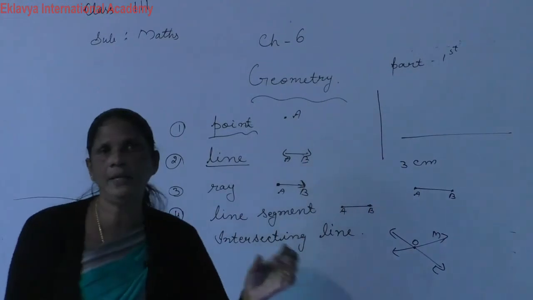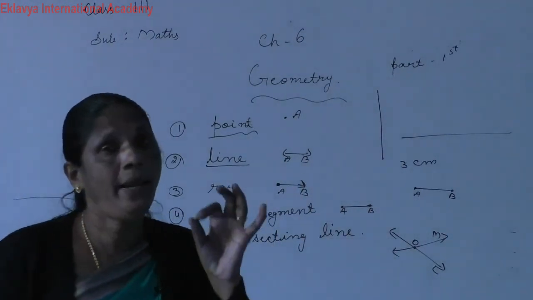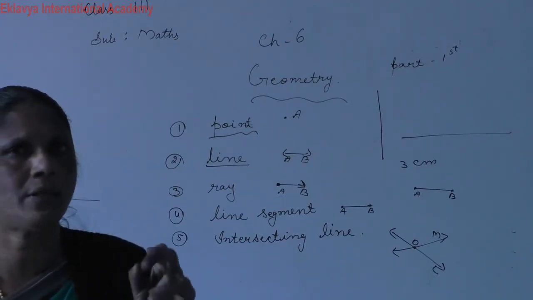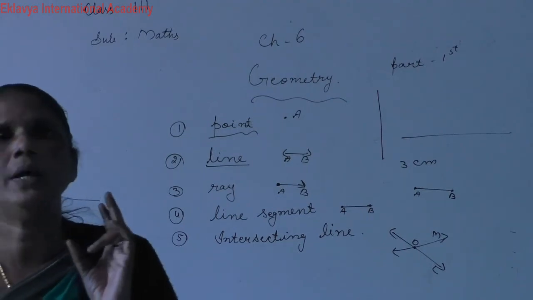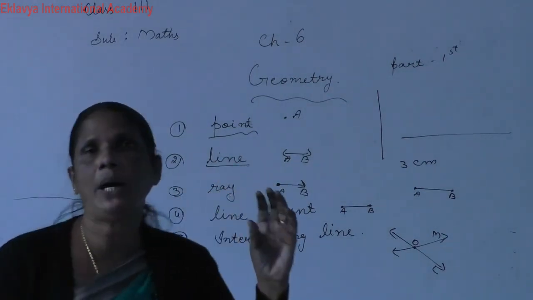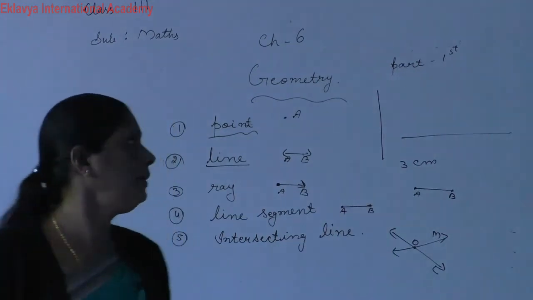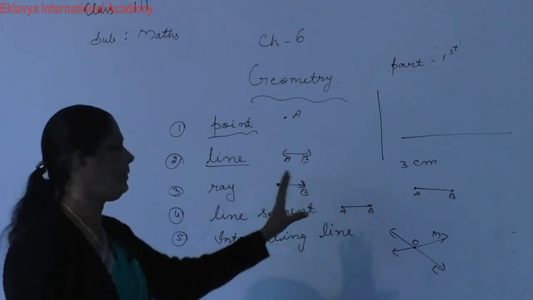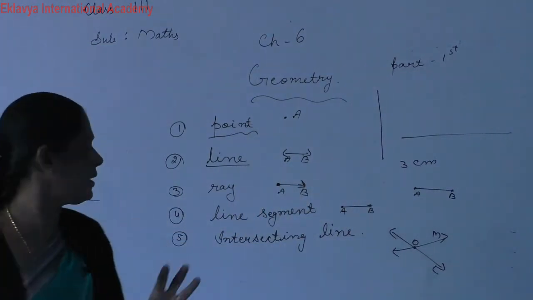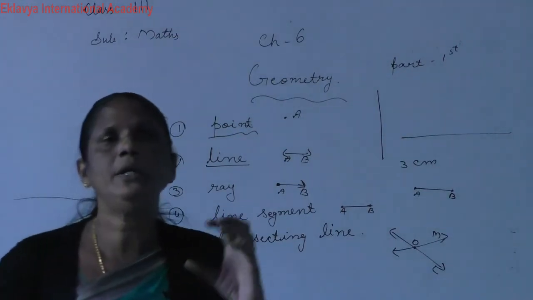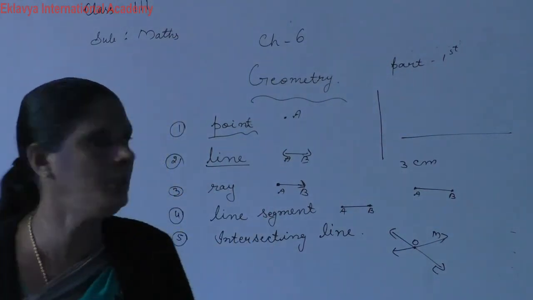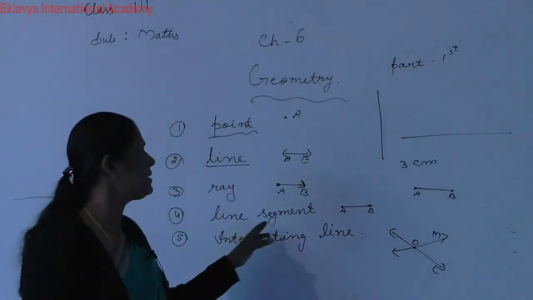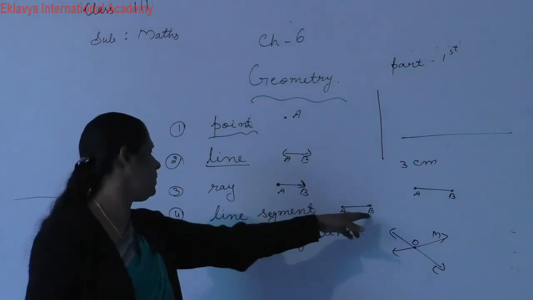Then ray. A ray has one end point, the initial point, called the starting point. A ray is a part of a line. The symbol of ray is ray AB. Then line segment. A line segment is a part of a line. It has two end points and a definite length. The symbol of line segment is line segment AB.